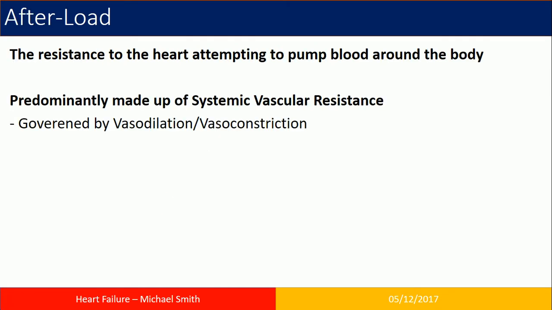So afterload. This is the resistance to the heart attempting to pump its blood around the body. So this is mostly made up of your systemic vascular resistance or your blood pressure. So if you have vasodilation throughout your body, then you'd have a really low blood pressure and it would be really easy for the heart to pump blood all around the body.